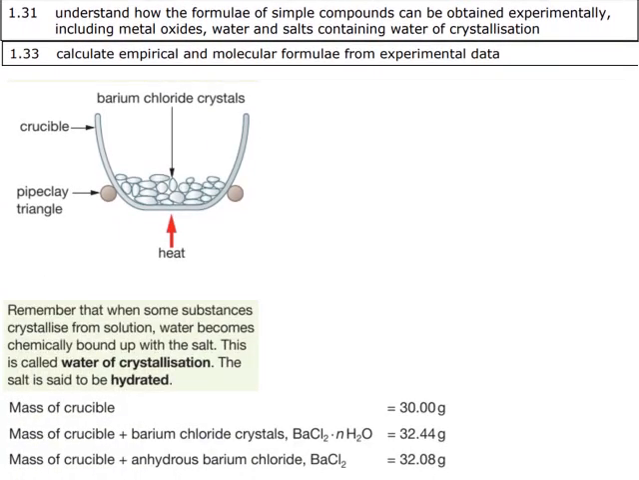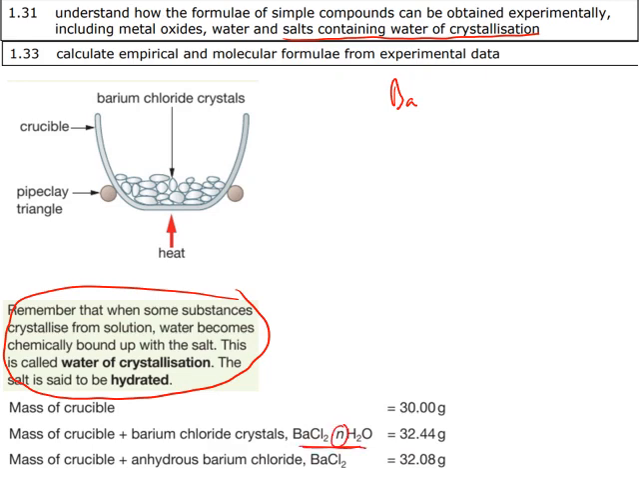Last but not least, calculating the empirical formula of salts containing water of crystallization. Here's a definition of what water of crystallization is as a reminder. Now, this is quite similar, except we are working with molecules instead of atoms when we're trying to find the empirical formula. So we're trying to find out this n here, and so we need to find the ratio of barium chloride compared to water molecules.